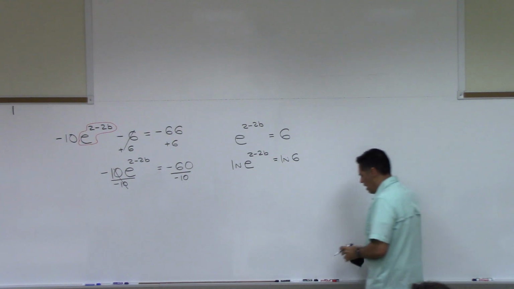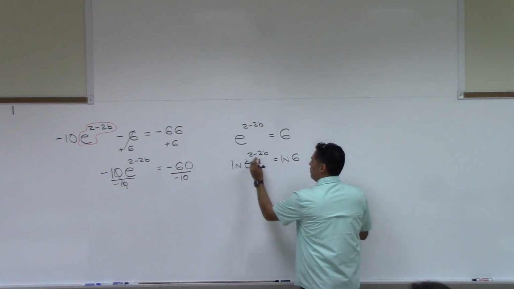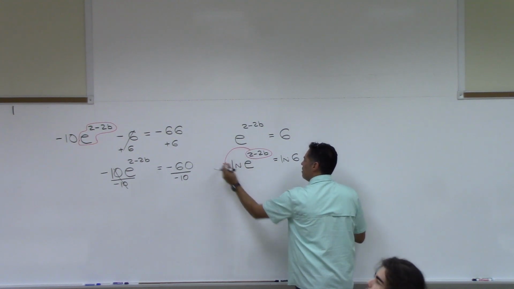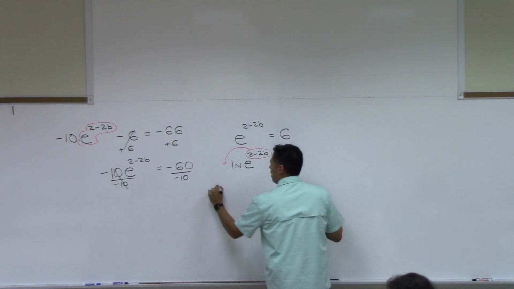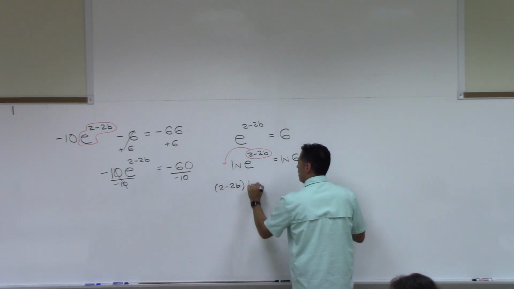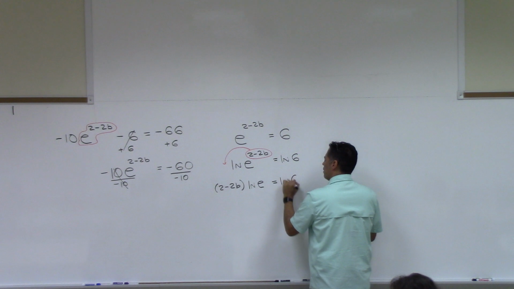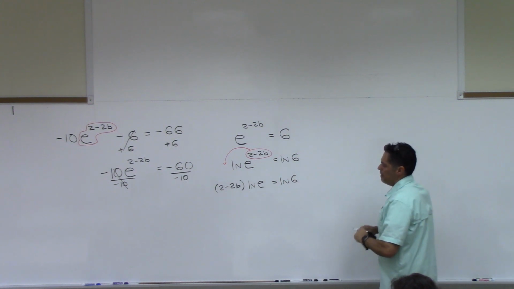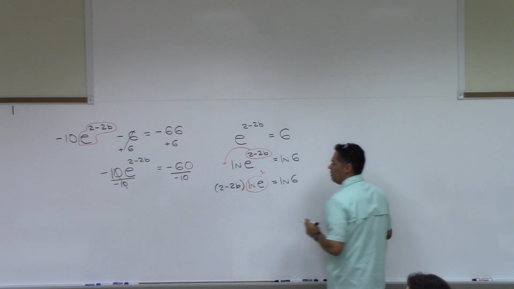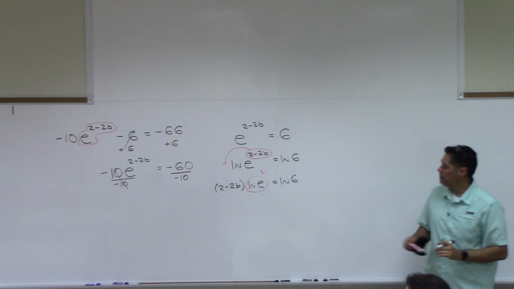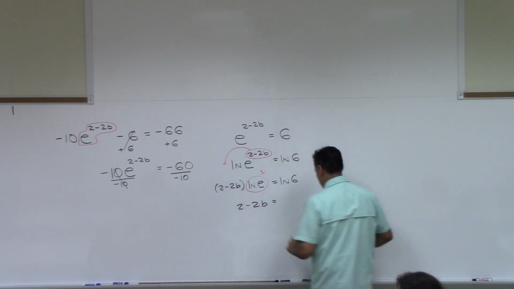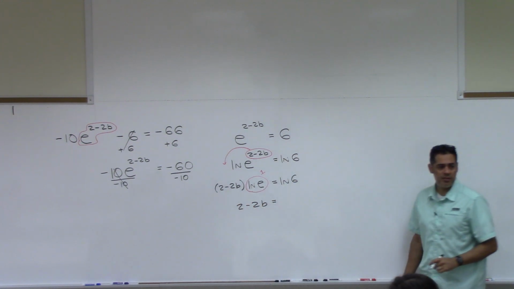On the left-hand side, this 2 minus 2b is going to drop in front. And that gives me 2 minus 2b, I put it in parentheses, natural log e equals natural log 6. And again, the natural log of e turns into 1. So it really just goes away. And you're left with 2 minus 2b equals, calculator, natural log of 6.